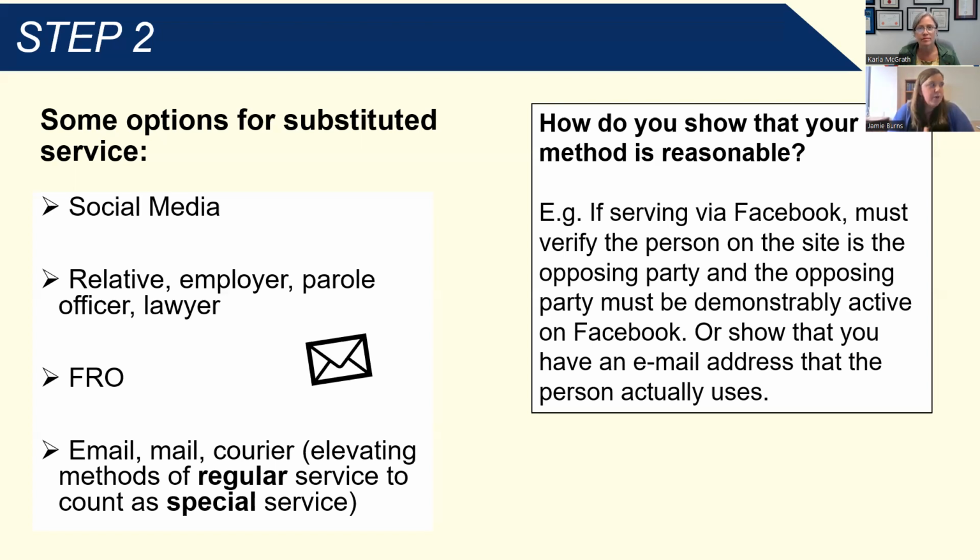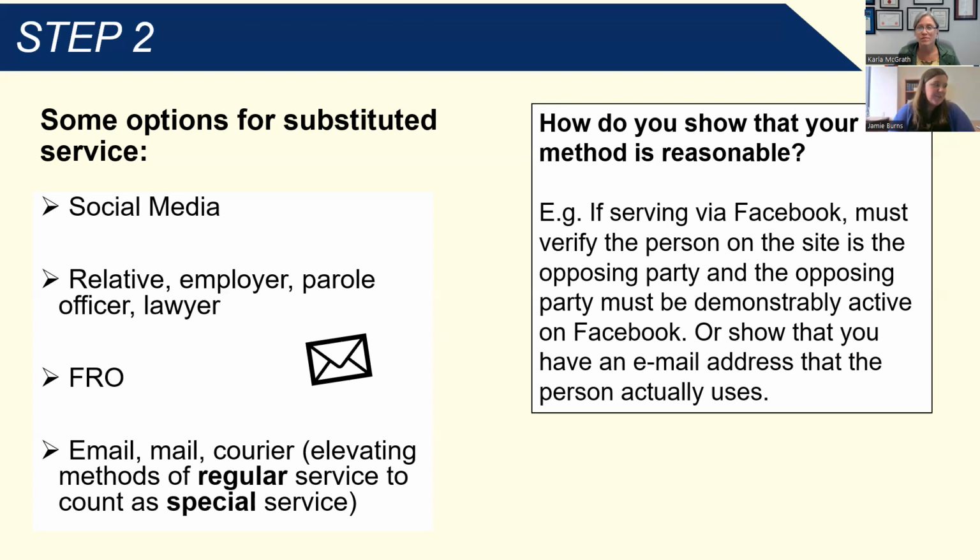Another could be through a relative or an employer or parole officer, lawyer, and then the Family Responsibility Office. The Family Responsibility Office will often look at them and go, well, you're taking money from our client to give to the opposing party and you don't know where the opposing party is. Well, that's just not right. So yes, we're going to serve you, and you can say, there they are. They're not very happy about that, but we're fine with it.